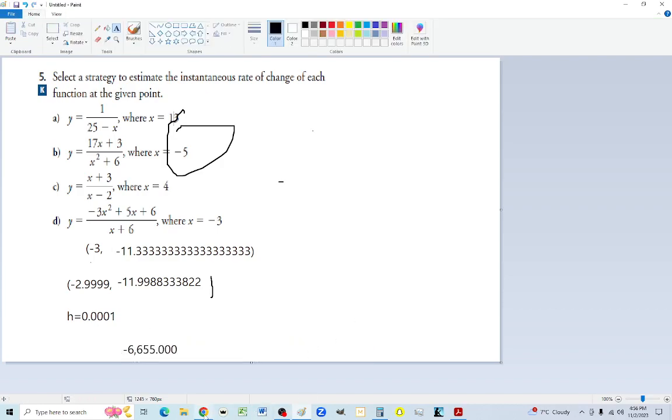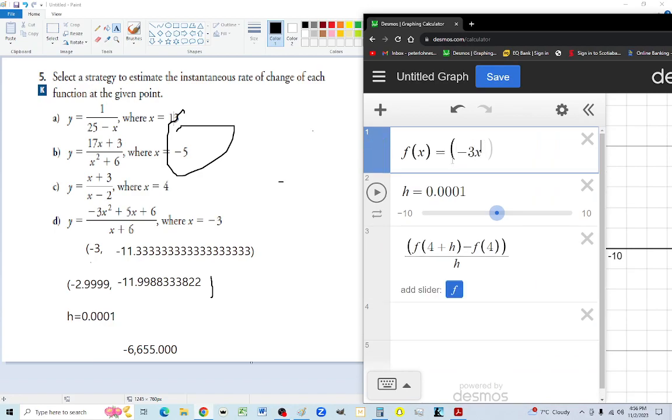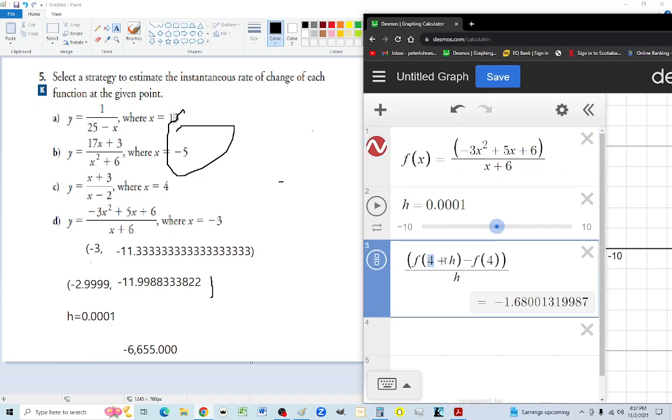Let's use Desmos to see if we got it right. So we're going to do, open brackets, minus 3x squared plus 5x plus 6, divided by x plus 6. And we're going to do f of minus 3 plus h and f of minus 3. You see, I got a serious calculation error somewhere in there, and no doubt it might be my h.